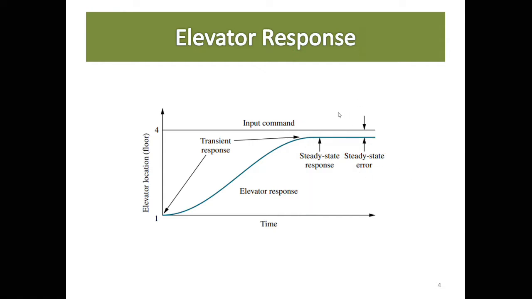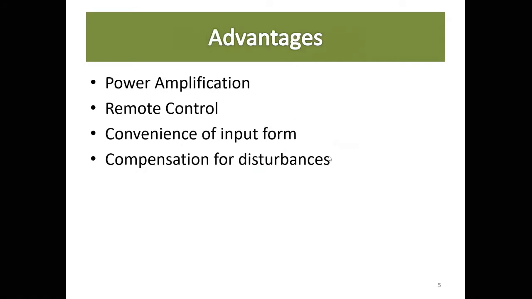Here is the input command. You want it to go to the 4th floor. So the output is not 100% accurate. There will be some error. That error is known as the steady state error.